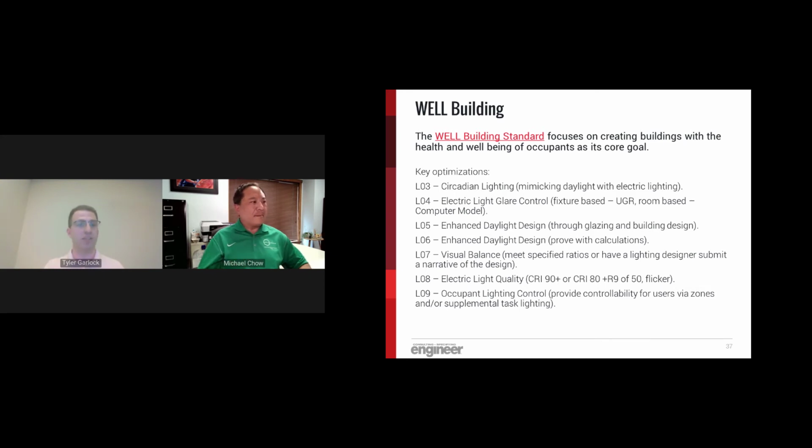L08 is the electric light quality. So that's the quality of the luminaire, of the light that the luminaire is producing. So a good CRI of 90 or higher, a CRI of 80 or higher with an R9 value of 50, and then controlling flicker and meeting those specific flicker requirements. And then L09 is occupant lighting control, and that's providing controllability for users via zoning and supplemental task lighting.